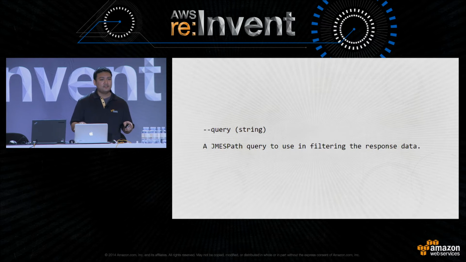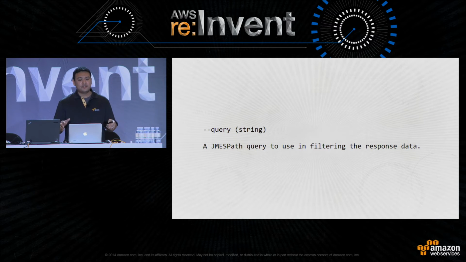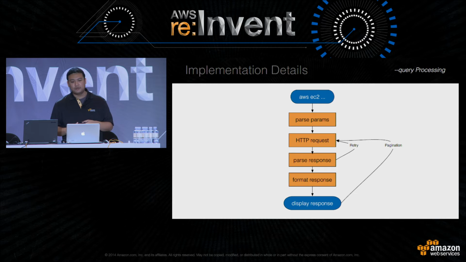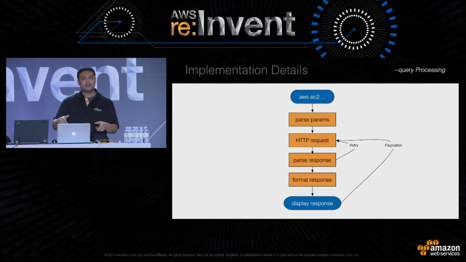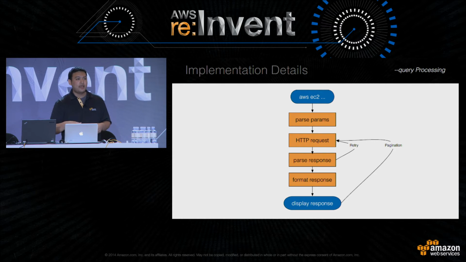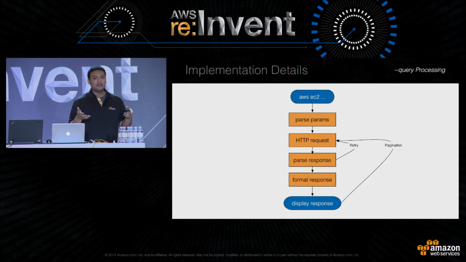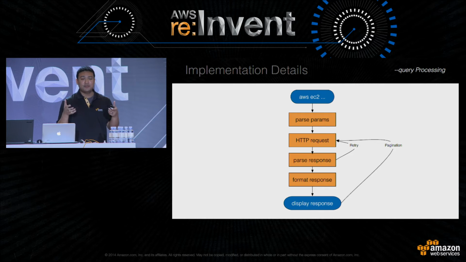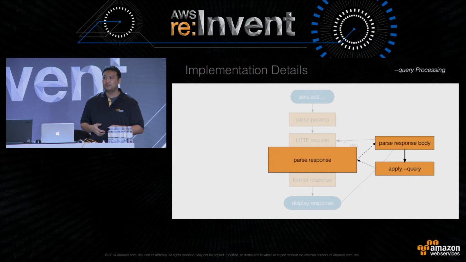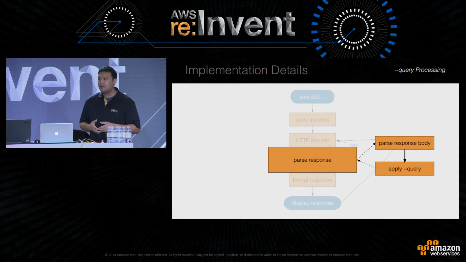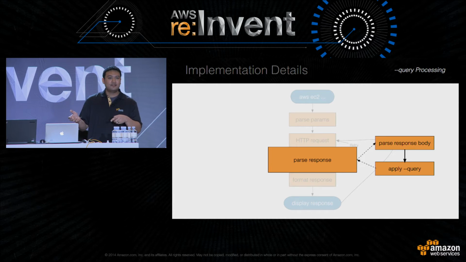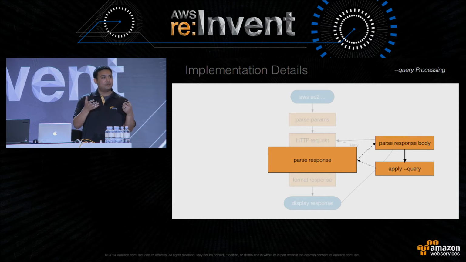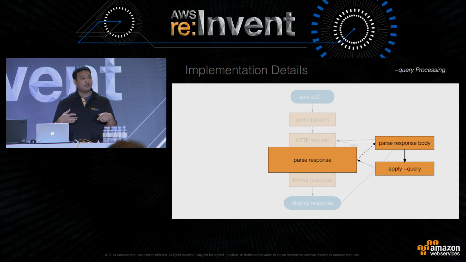But if you're new to this and you haven't seen it, to give you an idea of what this does, this is a very high-level overview of what happens when you run AWS EC2 describe-instances or something, and you hit enter. And we'll parse the command. We'll create an HTTP request, and then we get a response back. And that's the part that I want to look at in more detail. So what we'll do first is we'll parse that response body, and then we apply this query expression. And then that query result will get sent to whatever the output renderer is, table, text, JSON, and then get printed to standard out.